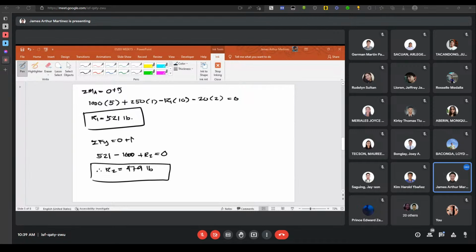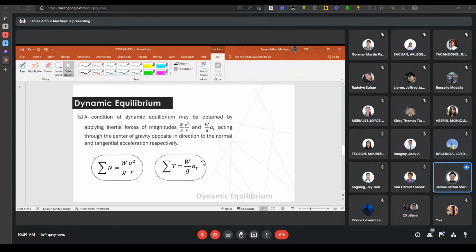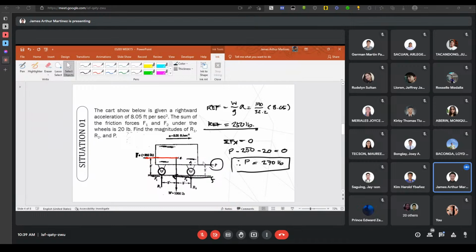So basically, that's it for our situation 1. R1 is equal to 521 pounds, R2 is equal to 479 pounds, and the magnitude of force P is equal to 270 pounds. Therefore, the magnitude of force P must be 270 pounds to achieve this dynamic equilibrium state for the moving object.